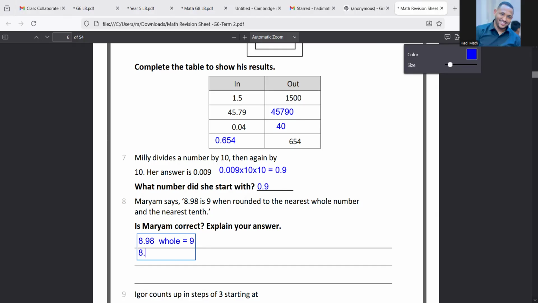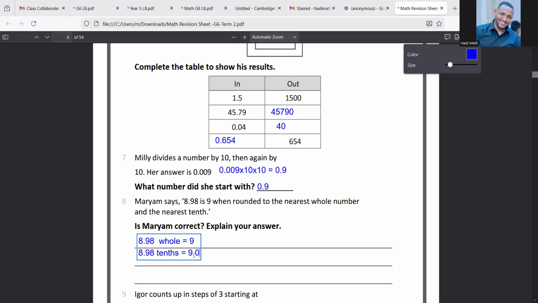And 8.98 to the nearest tenth. The tenth is 9. Look on the right of the 9, you have got 8. So you're going to add 1 to the 9. 1 plus 9 is 10, 0 and you carry over 1, so it is going to be 9. So it will be 9.0.